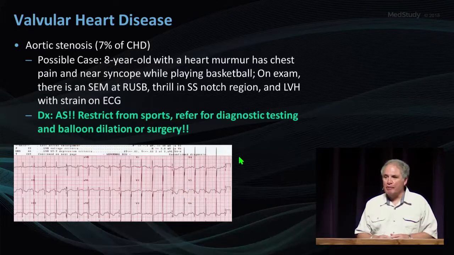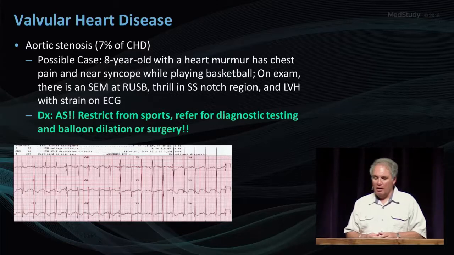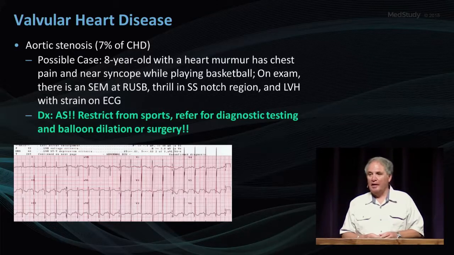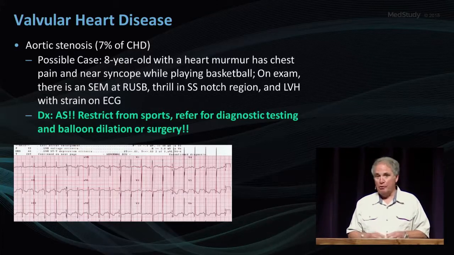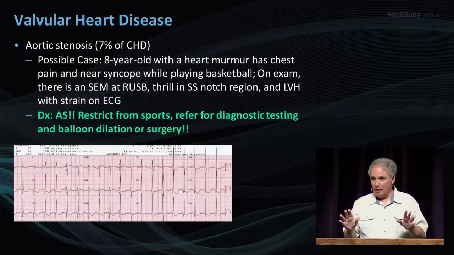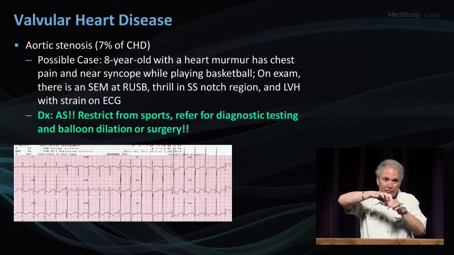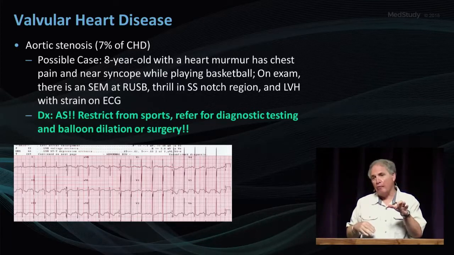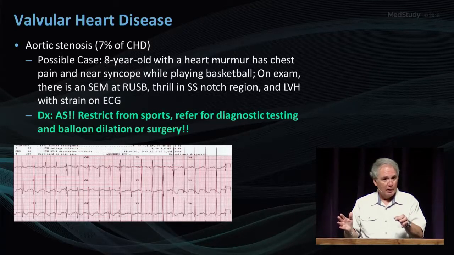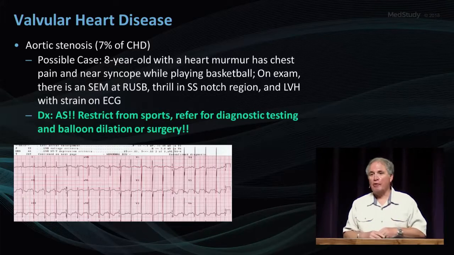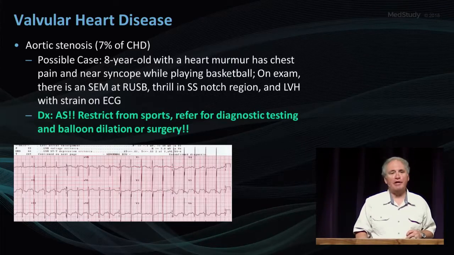This child needs to be restricted from sports immediately, referred for diagnostic testing, and needs to get that aortic valve opened. 2 choices: surgery, or in the catheterization lab, take a catheter with a balloon on it, put it across the aortic valve, inflate the balloon, and tear the aortic valve. Results are as good as surgical, okay? So this is an example of a child with aortic stenosis who needs intervention.